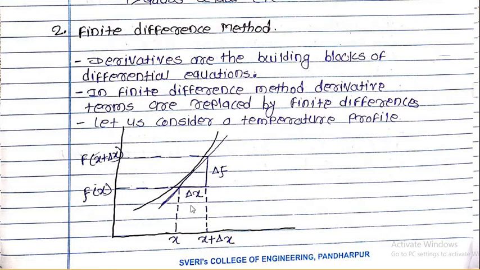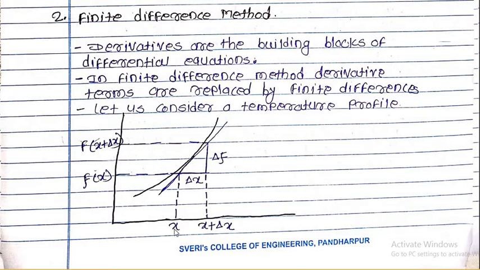Now if you want to get delta f divided by delta x, that is nothing but the slope of this particular graph. If you want to get the slope of this graph, then we have to take the first derivative, that is nothing but the derivative of f with respect to x, which will provide us the slope of the graph at this particular point.